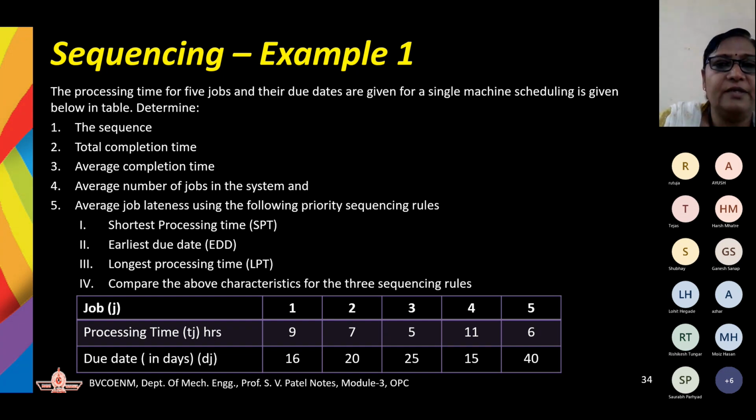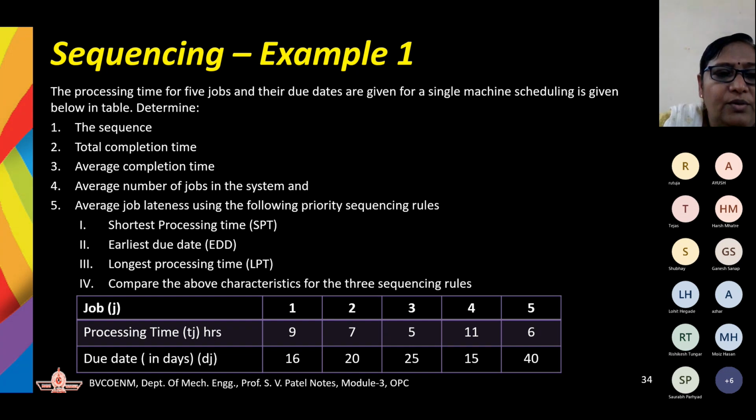Okay, now let's start with module number 3. Let's go ahead with the numerical. As discussed, we are going to focus on the numericals only for module number 3, job shop scheduling and project scheduling. So here, as the data mentioned, the processing time for 5 jobs and the due dates are given for a single machine scheduling in the table below.